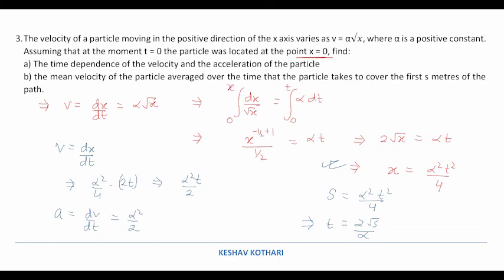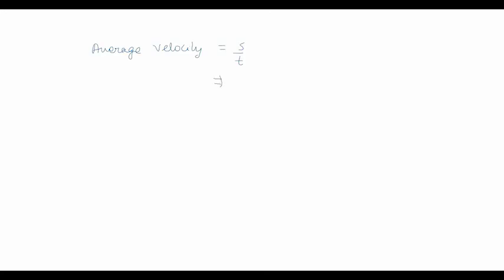2 root s by alpha is the time taken to cover the first s meters of the path, and hence if I write the value for average speed or average velocity, then I can write it as the total displacement by time taken. So we have calculated the time taken as 2 root s upon alpha. If we substitute the value of time over here, we get something like this, alpha root s by 2. So the average value of velocity will become equal to alpha root s upon 2.